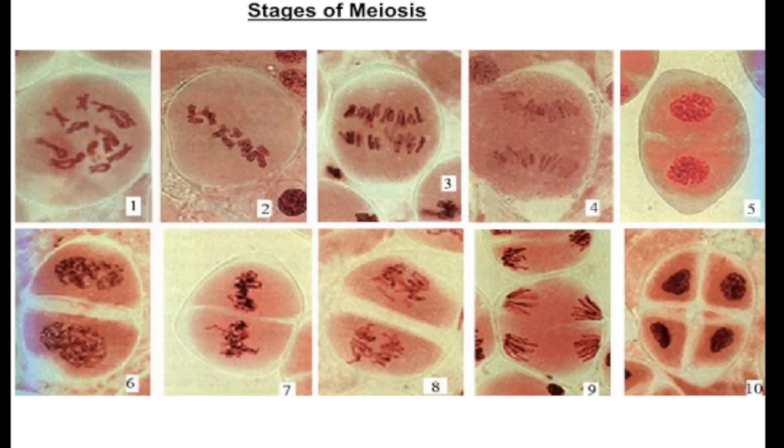Number 6 would be prophase 2. The chromosomes are visible again, condensing from chromatin, and then they line up in the middle in number 7 in metaphase 2. 8 and 9 are anaphase 2, they're pulled apart, and in number 10 you can see in telophase 2, 4 new nuclei are formed, which are showing you 4 unique gametes.